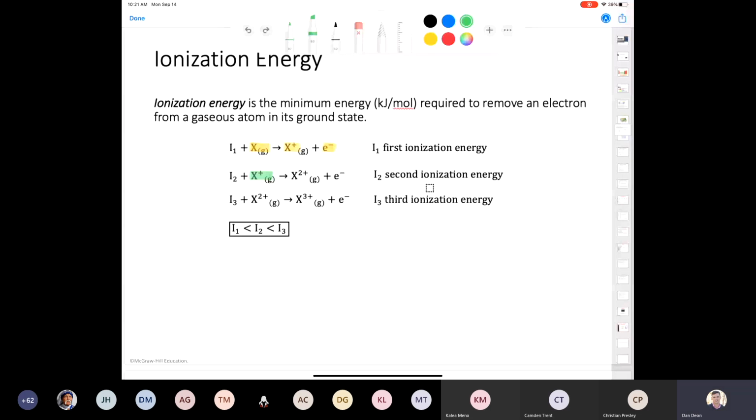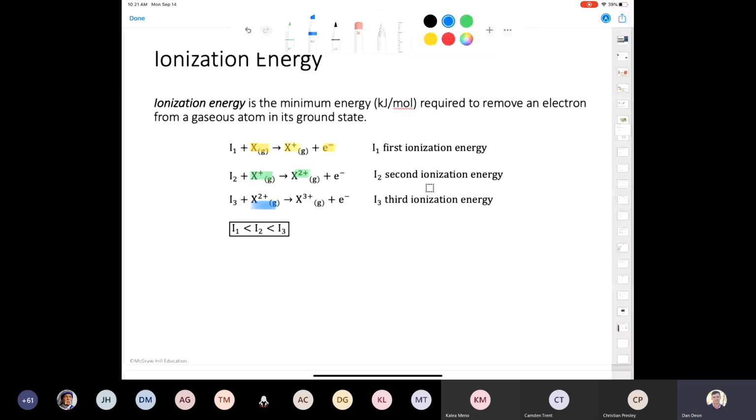Let's think about it. Why would it be more? The nucleus didn't change. It still has the same positive charge, but now you've got less electrons. So those electrons are going to be held even tighter. Now the atom's like, don't take my electrons. Don't take any more of my electrons. So you pull a second one away, it takes even more energy. Now you can imagine that if you were to pull off a third electron, then it takes even more energy, right? It says it right here. It's summarized that the ionization energies keep increasing.